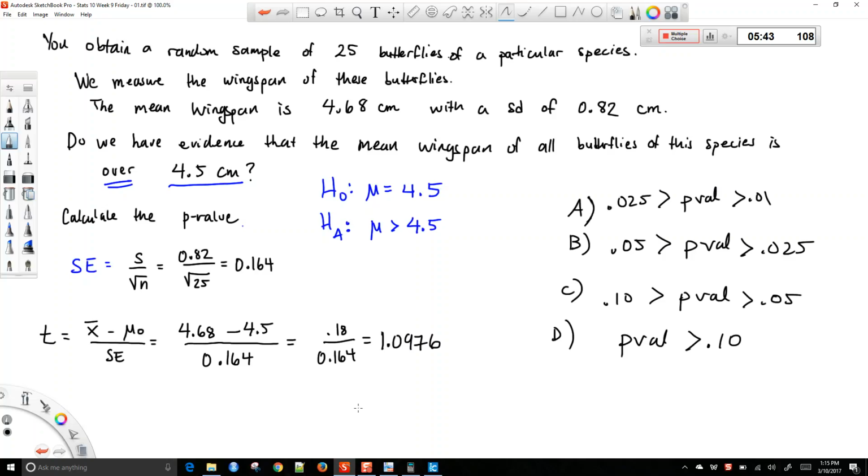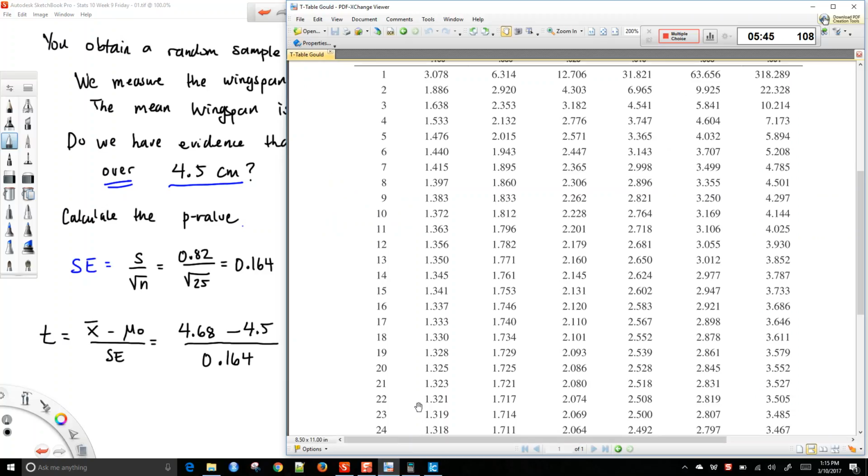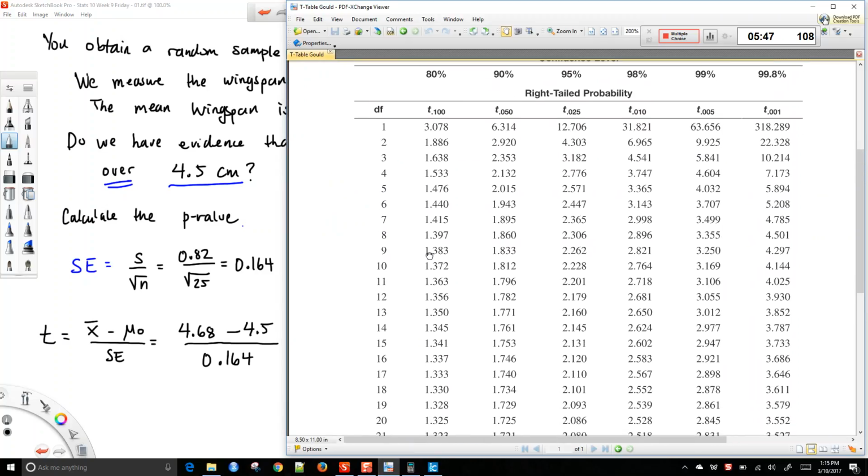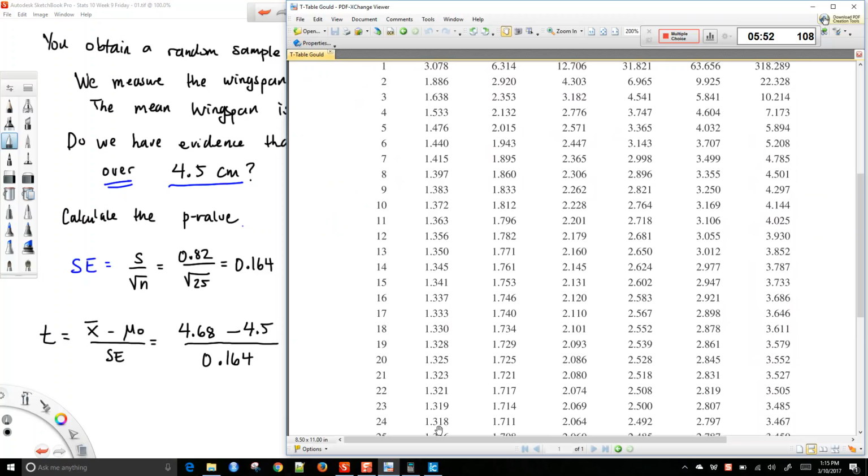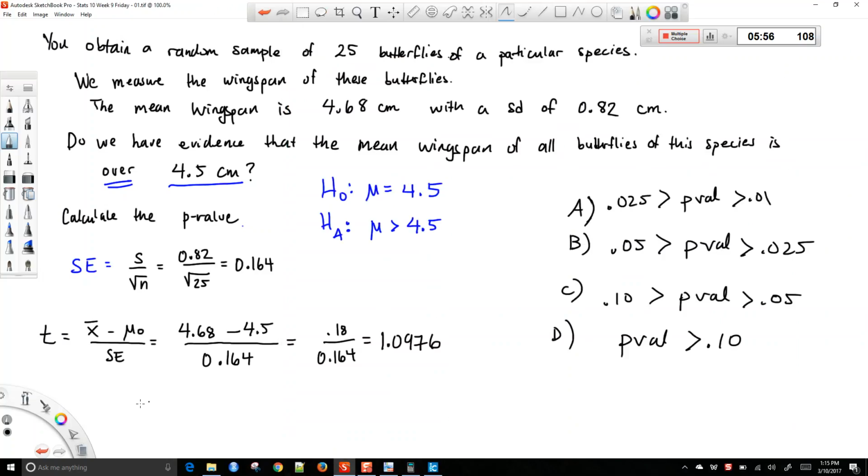Okay, so we would look this up in the t-table with 24 degrees of freedom. When we go to the t-table, 24 degrees of freedom, the very first number I see is 1.318. Okay? So I have degrees of freedom equal to 24. We go to the t-table.